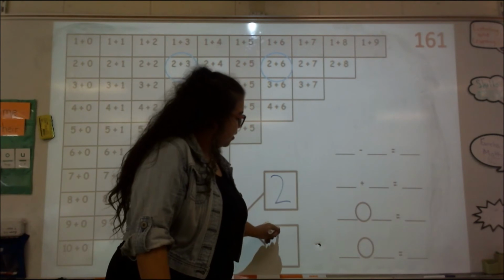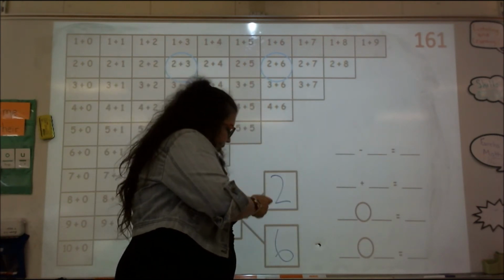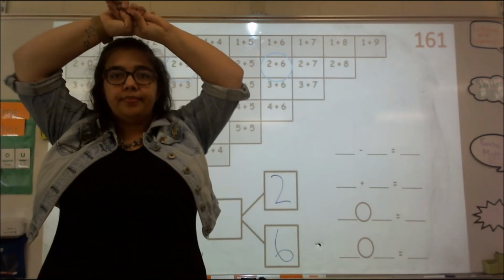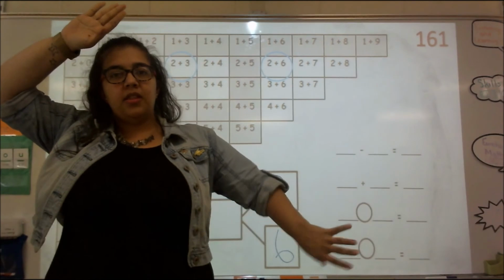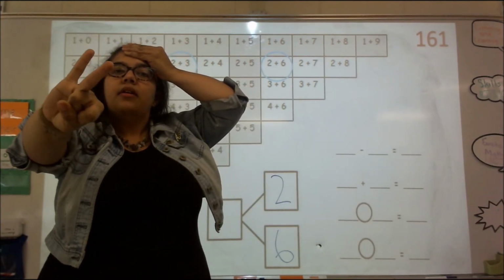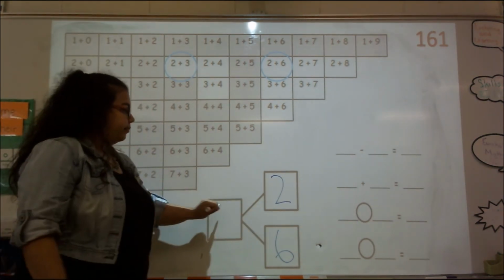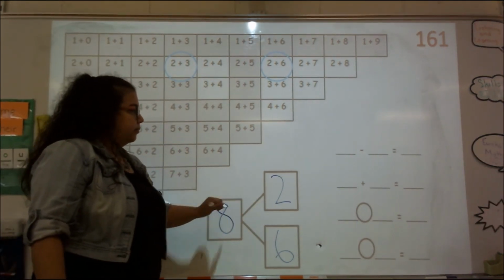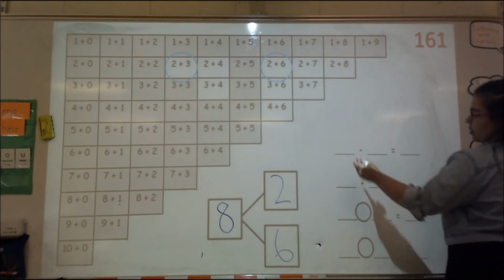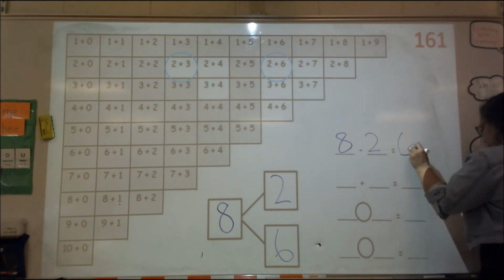2 plus 6. It tells us that when I want to solve, I put those pieces together to find the whole. What makes it easier? Starting with the bigger part. So I'll say 6, 7, 8. 8 is my whole, which means we can make our addition and subtraction. So 8 minus 2 is equal to 6.